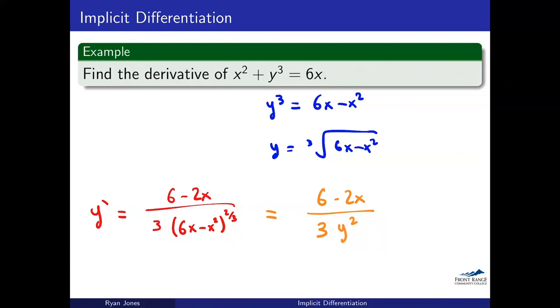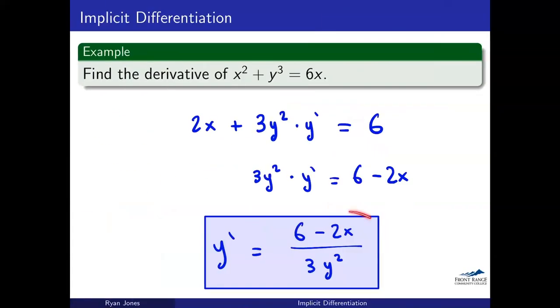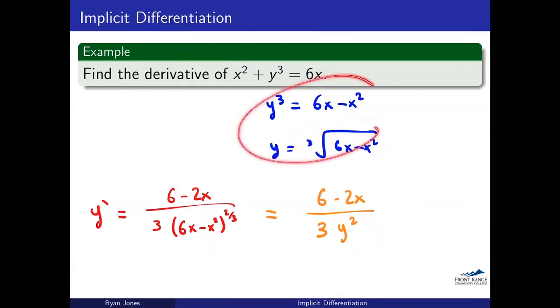So it might be a little tough to see, but this right here, this (6x - x^2)^(2/3), well, if I take this y right here and I square it, that gives me exactly that right there. And so this term right here is y squared. And look, this orange right here, it's exactly what we found right here.